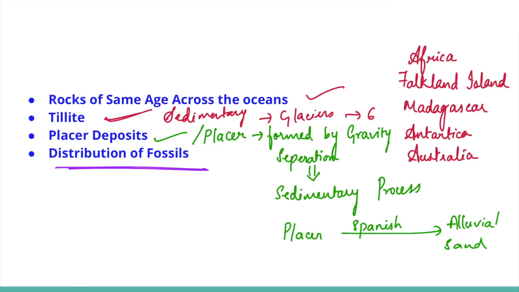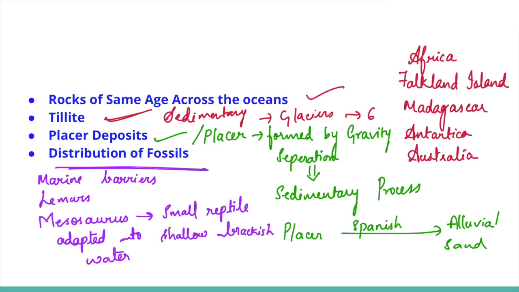Distribution of fossils. When identical species of plants and animals adapted to living on land or in fresh water are found on either side of marine barriers, a problem arises in accounting for such distribution. The observation that lemurs occur in India, Madagascar and Africa led some to consider a contiguous landmass, Lemuria, linking these three landmasses.